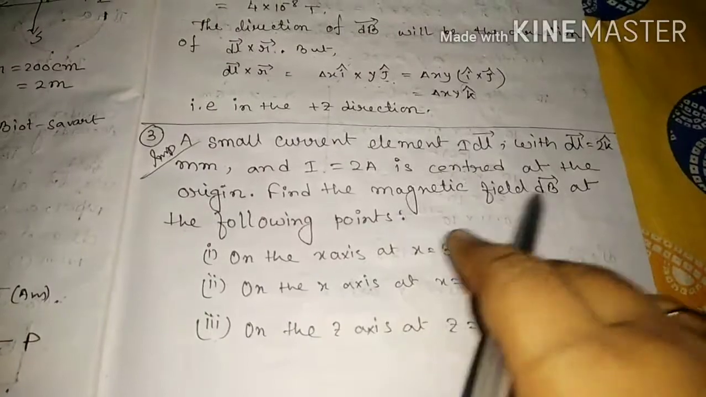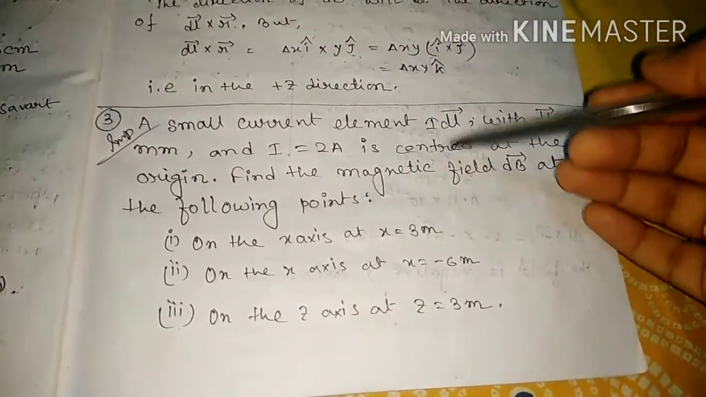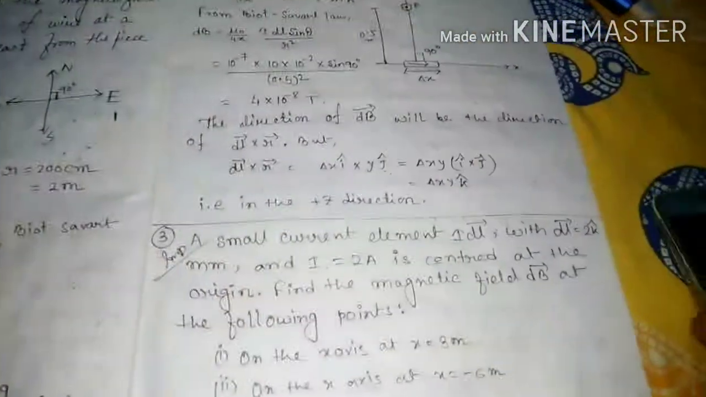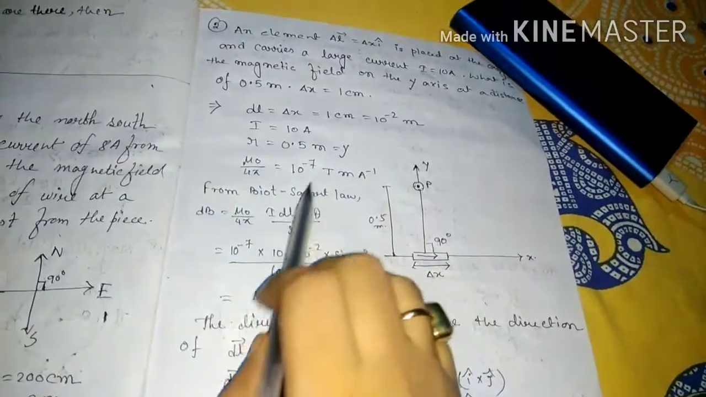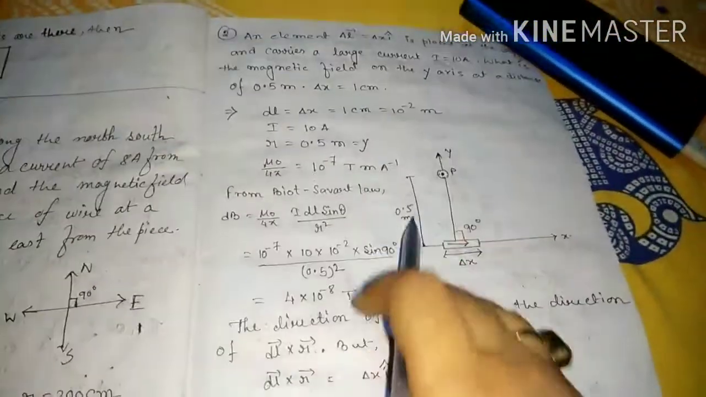And here also we find dB at the following points. In this one I will solve by using the vector form. Try at home to solve this problem with the vector form.